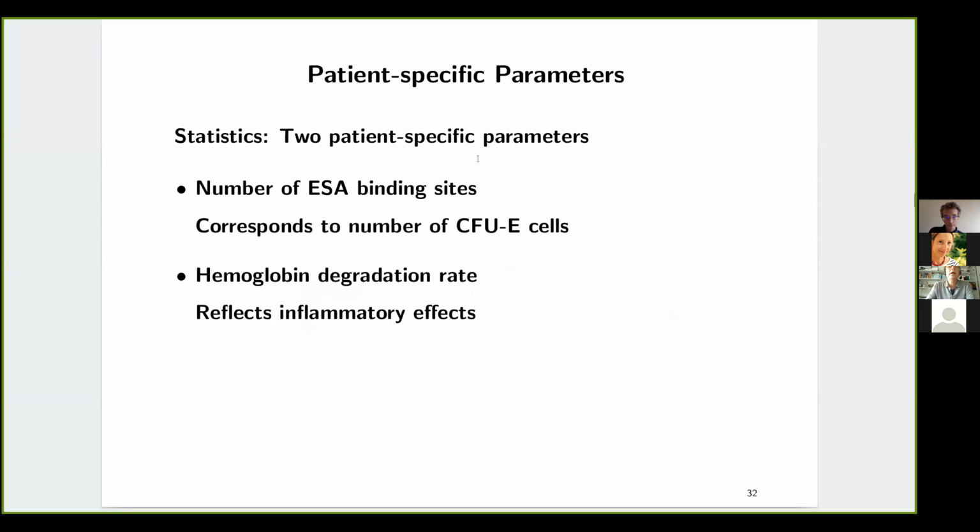So it turned out that the biochemistry in itself, so the model on the cellular level, is not dependent on the patient. This makes sense. And by a lot of statistical testing, we figured out that in our model, we only need 2 patient-specific parameters. That is a number of the ESA binding sites, and this corresponds to the number of these progenitor cells, and the hemoglobin degradation rate. And this also makes sense from a biological point of view, because cancer usually comes with inflammatory effects, with inflammation, and inflammation decreases the lifetime of the red blood cells.